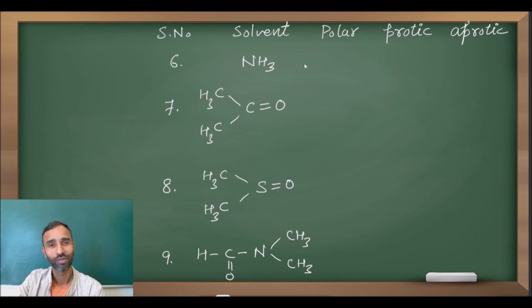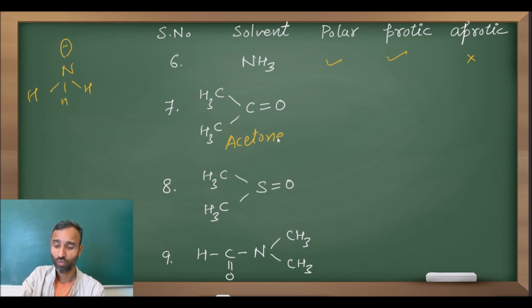Again, in ammonia, there is one lone pair and three bond pairs. Polar, hydrogen is attached to nitrogen. Protic. Acetone.